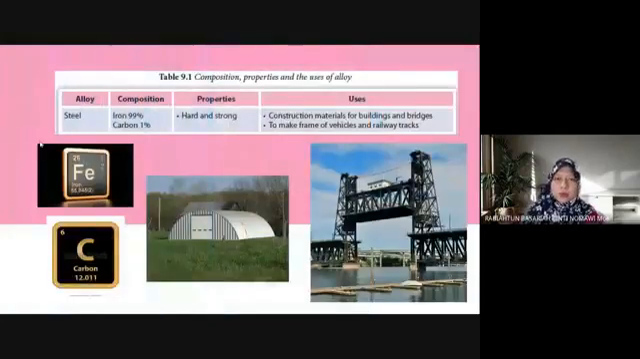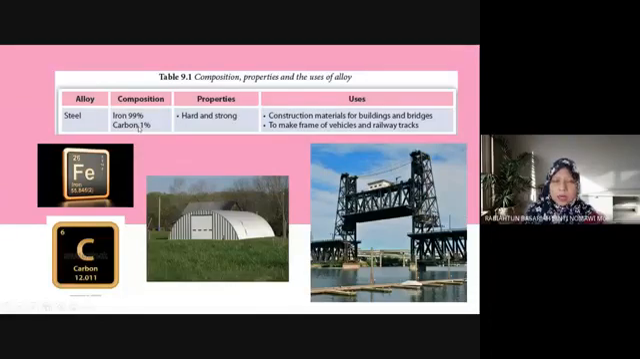Okay, the first one is steel. Okay, these are the composition, properties and the uses of alloy. Okay, the first example of alloy is steel. Okay, steel is made up from 99% iron and 1% carbon.